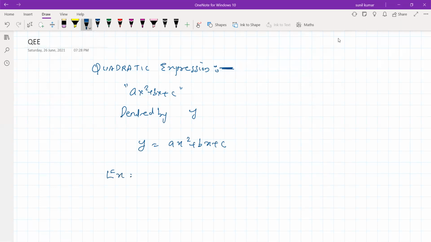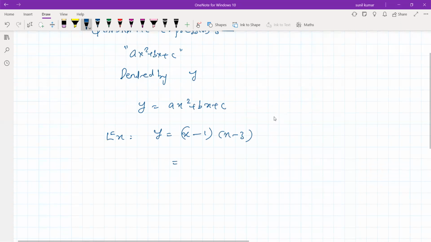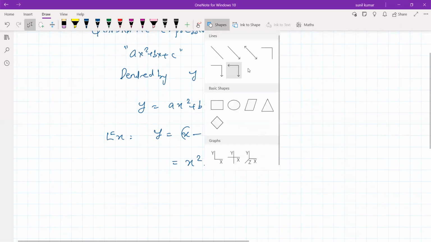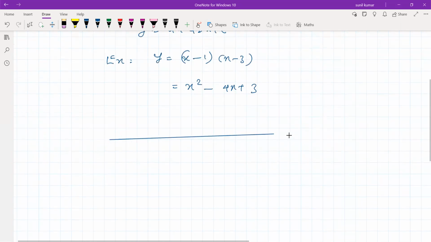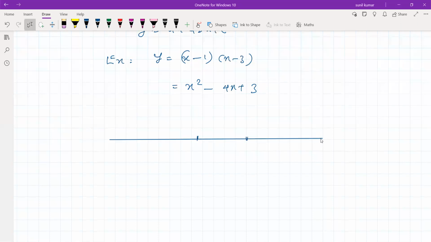You see, example, let me tell you, y equal to x minus 1 into x minus 3. So you can see that like this, x square minus 4x plus 3. We want to draw a little bit graph about this. Graph of this. You see, the graph is coming out. This is the situation. y is 0 at 1 and 3. So the graph will be something like this.